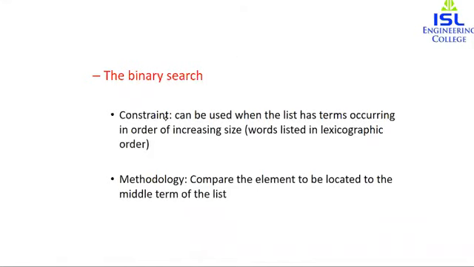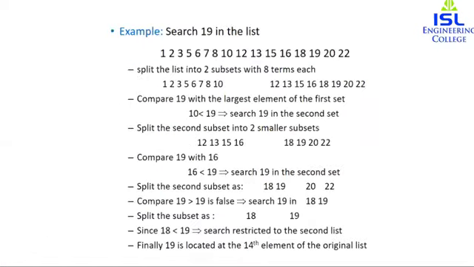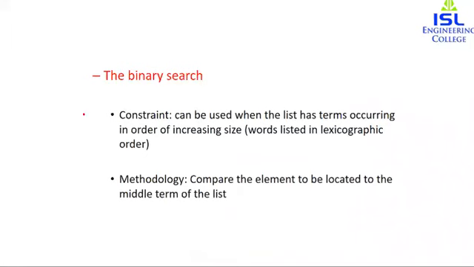So the constraint is that it can be used when the list has terms occurring in order of increasing size. This is an important condition for binary search. The list has to be in increasing order, and the methodology is to compare the element to be located to the middle term of the list. With respect to that, let's see an example.